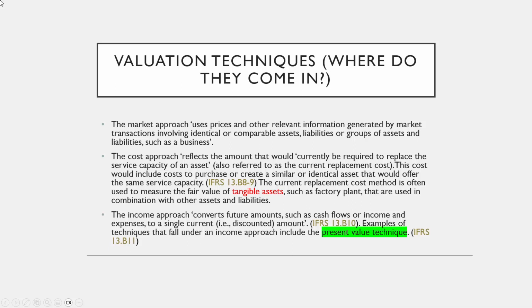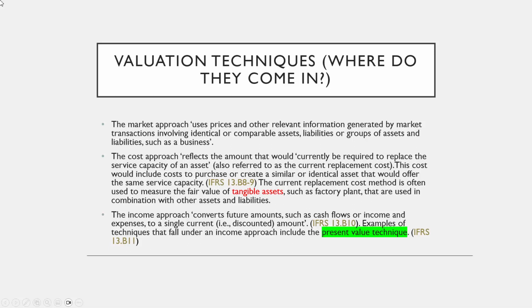Then the cost approach. The cost approach reflects the amount that someone would incur to replace that asset. It's called the current replacement cost method. So if you purchased a similar asset that would offer the same service capacity, how much would that cost us? And that current replacement method is often used to measure the value of tangible assets, such as factory plants and other assets and liabilities that are tangible assets.